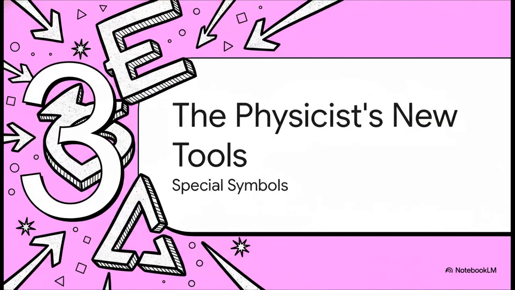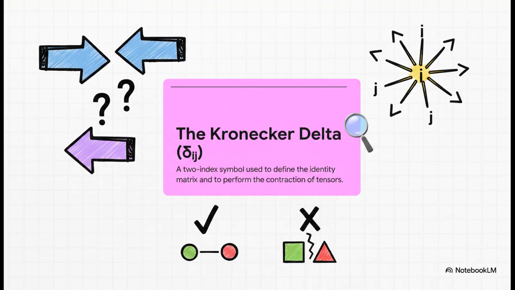All right, now that we've got the basic grammar down, the summation rule, and the 2 types of indices, we need to bring in 2 special symbols. These are like the power tools in our toolkit that let us handle the really complex stuff, like cross products. So first up is this guy, the Kronecker Delta. It's written as delta sub ij. It has 2 indices, and its job is unbelievably simple.